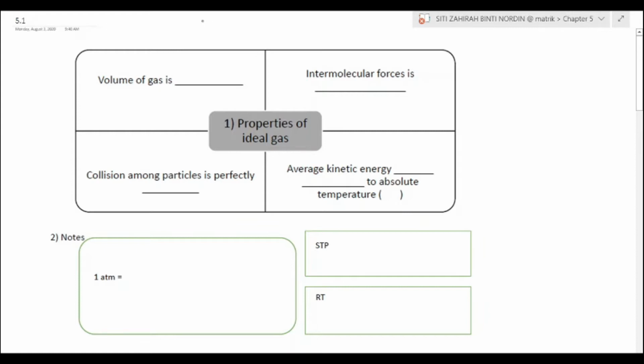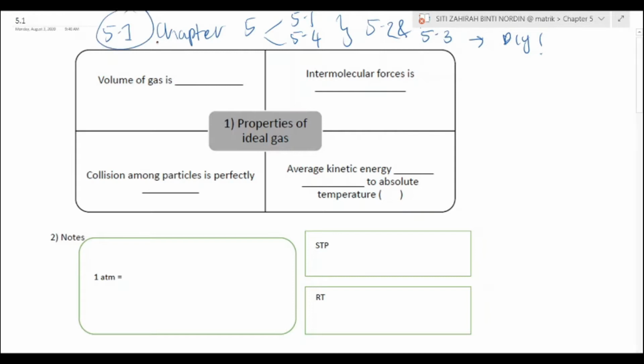So for chapter 5, I'll be teaching only 5.1 and 5.4. For 5.2 and 5.3, you have to study by yourself. So for 5.1, this is the whole summary for 5.1.